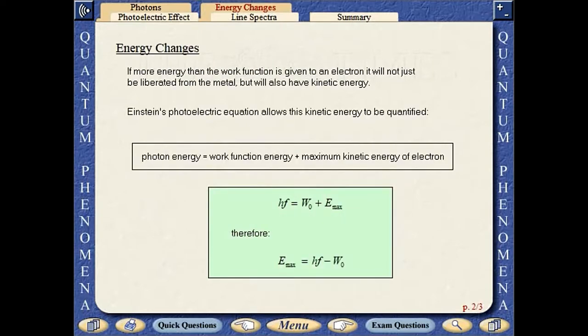If more energy than the work function is given to an electron, it will not just be liberated from the metal, but will also have kinetic energy. Einstein's photoelectric equation allows this kinetic energy to be quantified. Photon energy equals work function energy plus the maximum kinetic energy of the electron.